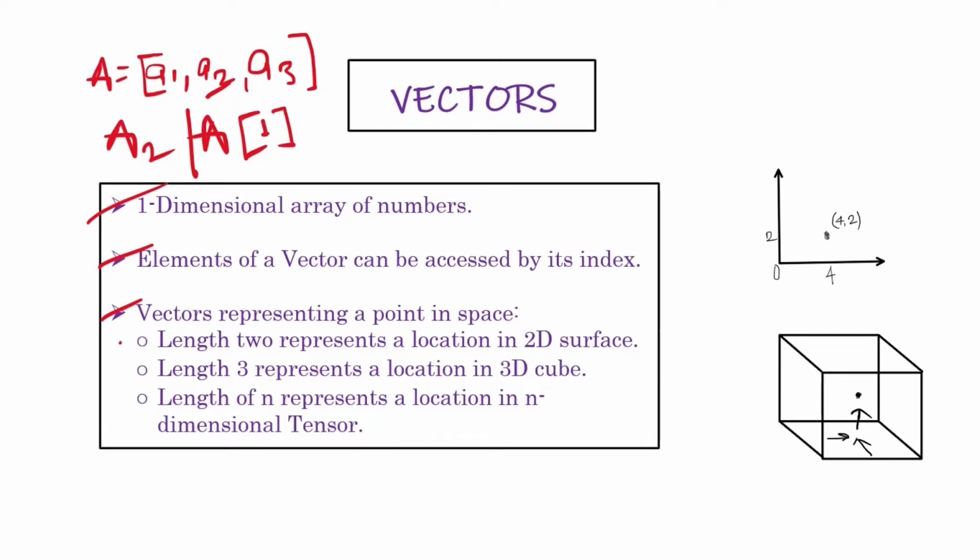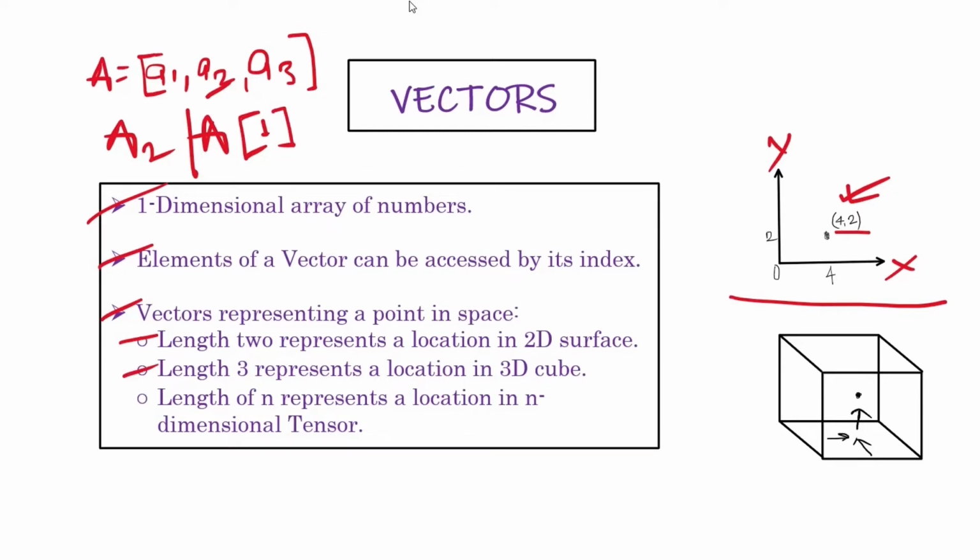a given space. So a vector of length 2 represents a location on a 2D surface. So we can see this example right here. We have this vector with elements 4 and 2, which is representing a point in a two-dimensional space that we have here, x-axis and y-axis. And within this two-dimensional space, this vector right here is representing a certain point.